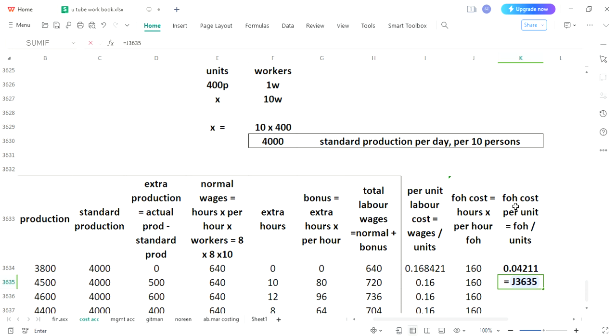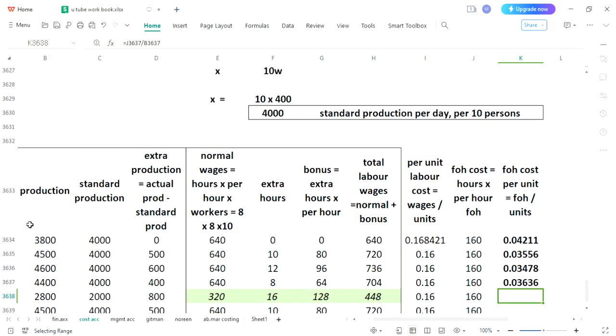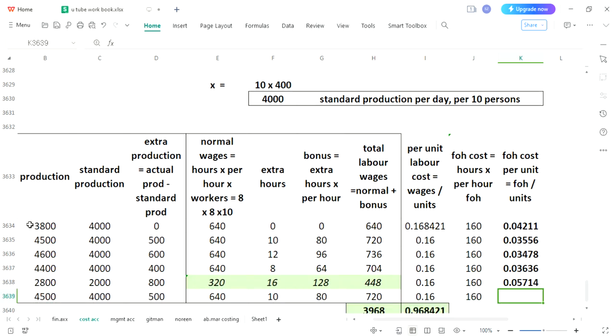Here you will calculate normal wages for second day and number of units produced 4500. Again, simply you will see how many hours he had worked, FOH cost 160 would be divided by number of units produced, multiplied by per hour production mentioned here. And as you can see, even in the last question you are using the same thing: total cost of FOH 160 divided by units produced 4400, hours worked multiplied by per hour. See it again, 160 divided by number of units produced would be used, 2800. In Excel, it is very easy.